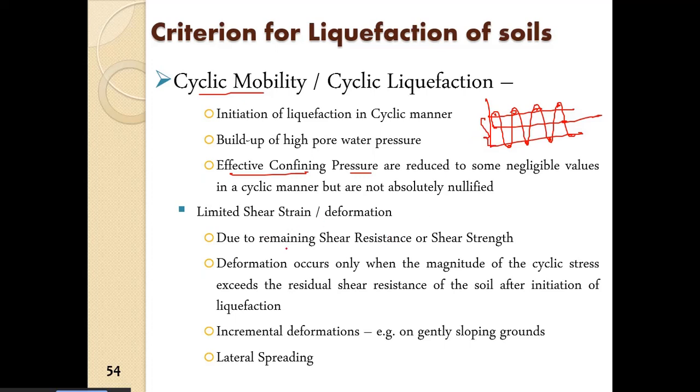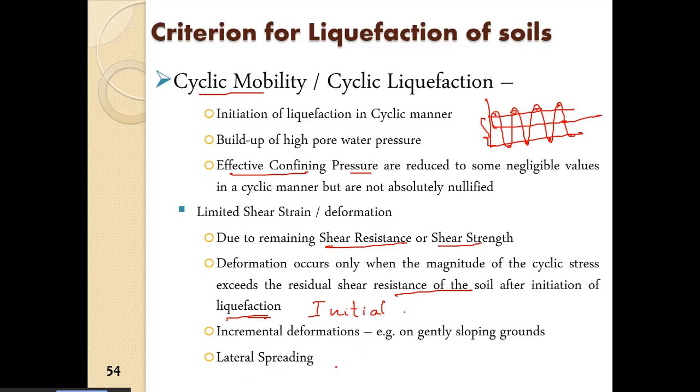So in that case, the remaining shear resistance or shear strength in the soil resists the deformation. The deformation occurs only when the magnitude of the cyclic stress exceeds the residual resistance of the soil after initiation of liquefaction, of course. This initiation of liquefaction we call initial liquefaction, and we will see that this is a very important point, because from there on, how the soil will behave and how the deformation will continue is defined by that particular point. And in cyclic mobility, incremental deformation will occur.